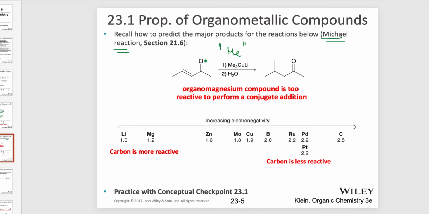Remember that we number it 1, 2, 3, 4. And here's your methyl group that has been introduced in the structure, and the double bond has disappeared. If we were to use a Grignard reagent in here, we would get a 1,2 addition as previously discussed.